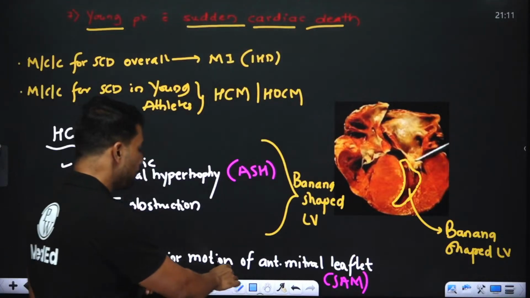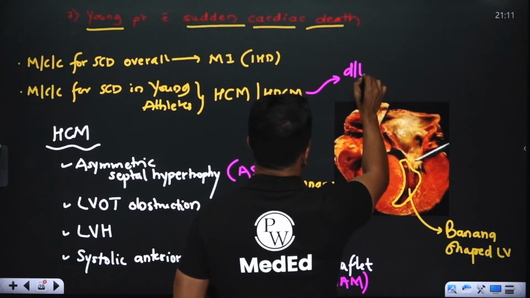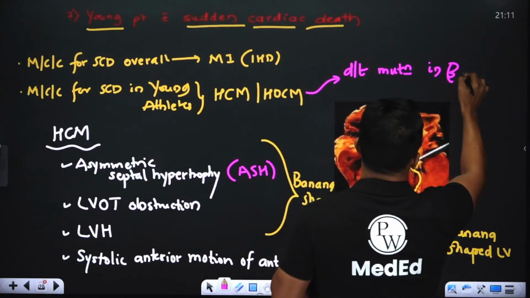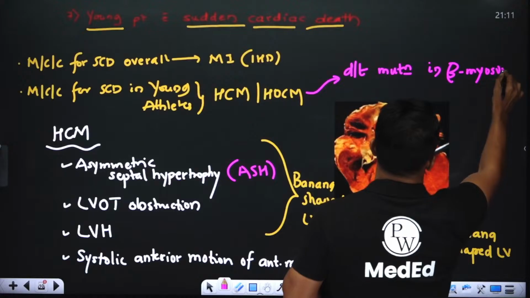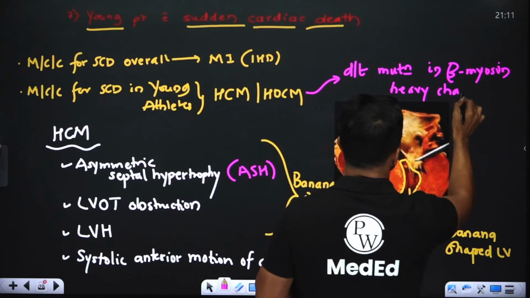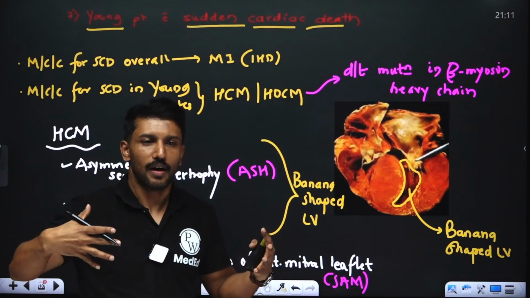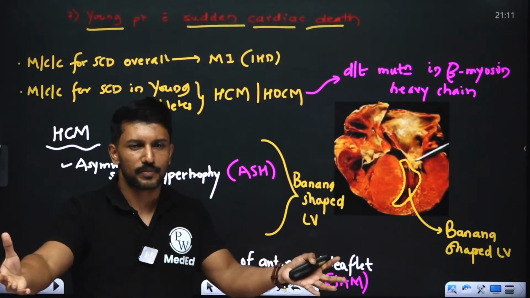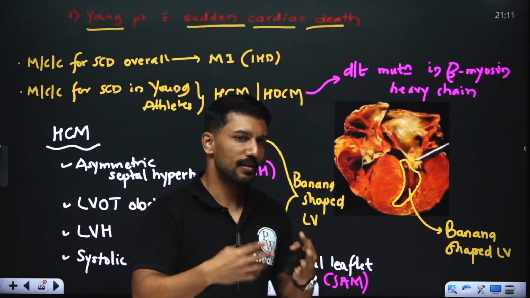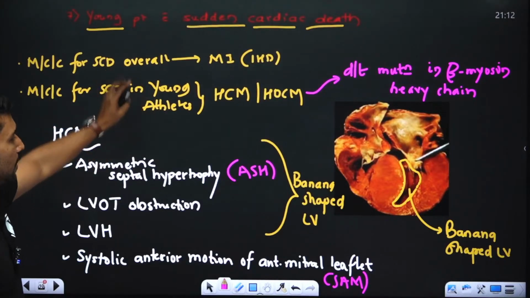What is the reason for someone to develop this hypertrophic cardiomyopathy, right? It is due to mutation in the beta myosin heavy chain gene. So this is an inherited disorder. It's not an acquired condition. I cannot acquire it. The mutant gene has to be passed on to me. Only then I will develop this, right? Whoever has it has a higher chance of sudden cardiac death.